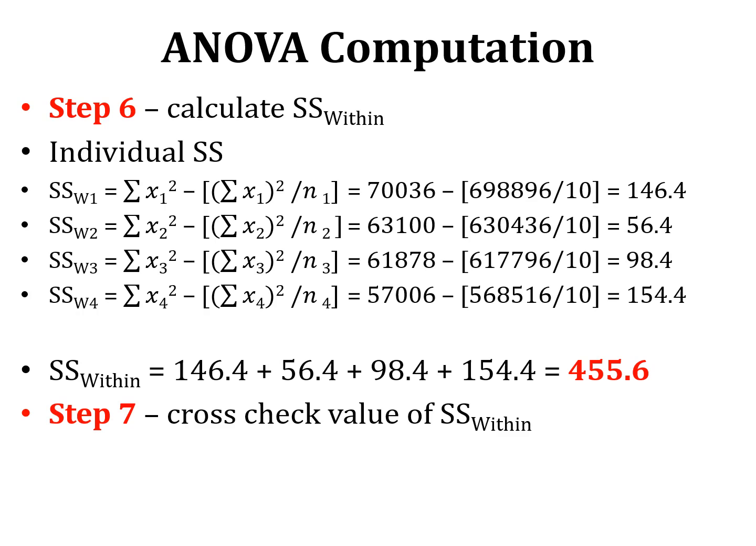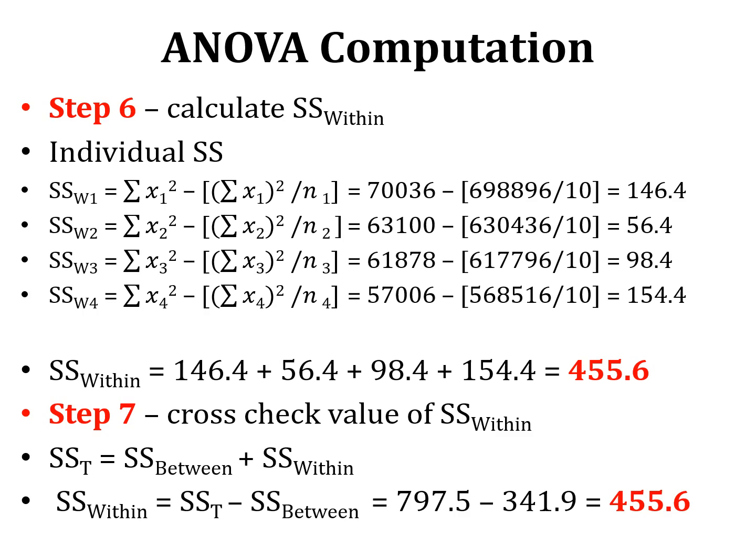Step number 7 is you can cross-check the value of sum of squares within, because the total sum of squares is equal to sum of squares between plus sum of squares within, because remember, the total variability is equal to variability between samples and variability within samples. So the total sum of squares is equal to the sum of squares between samples and the sum of squares within samples. So if we have calculated 2 of these values, we can work out the value of the 3rd one.